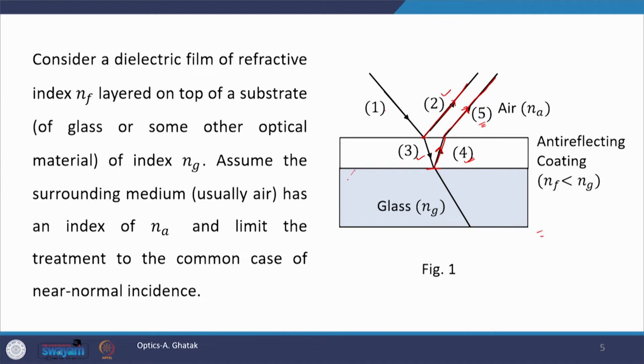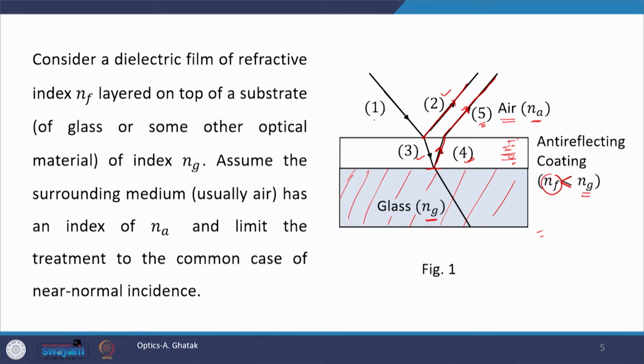The material below is our lens, made up of glass, and its refractive index is taken as Ng. The anti-reflecting coating is given by this thin strip, and its refractive index is considered to be Nf. F stands for film. The refractive index of the film is Nf, which is considered to be smaller than that of the glass, so Nf is less than Ng, and the refractive index of air is taken to be Na. A stands for air.